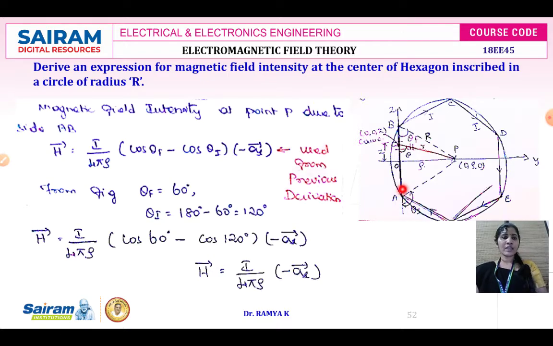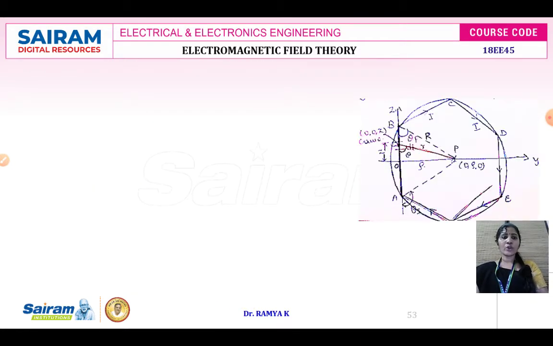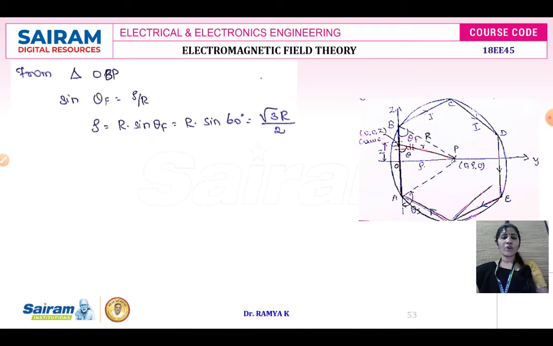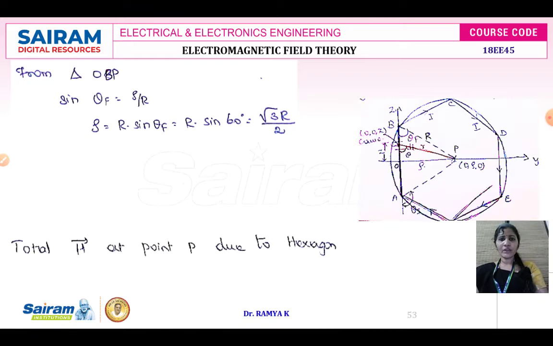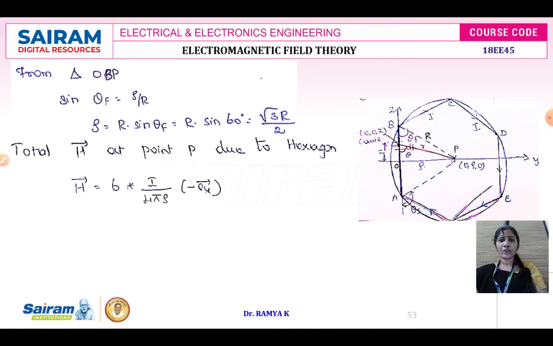Now how many sides does a hexagon have? It is going to have 6 sides. So the magnetic field intensity on one side multiplied by 6 will give the total magnetic field intensity of the hexagon. So you will get the total magnetic field intensity due to the hexagon, H is equal to 6 into I divided by 4 pi rho into minus ax. The value of rho is nothing but the distance from point O to point P.